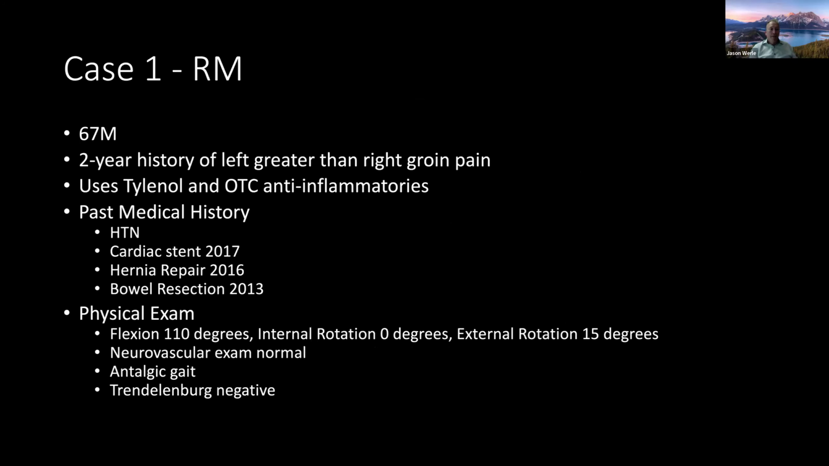So this is the first case. All these are primary total hip cases. This is a 67-year-old male, 2-year history of left greater than right groin pain, uses some over-the-counter anti-inflammatories and Tylenol. A fairly healthy guy, but he's had hypertension, had a cardiac stent, a couple of surgeries before, no problems with anesthetic. When you examine him, he's got a pretty stiff hip, particularly with internal rotation and external rotation. He can still flex. Neurovascular exam is normal, and he's got an antalgic gait, and his Trendelenburg sign is negative.